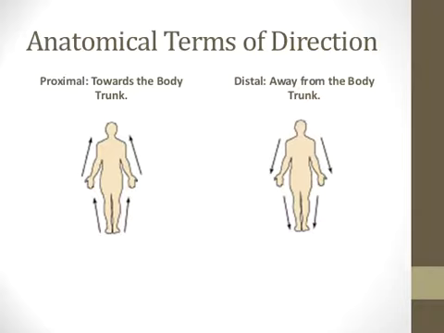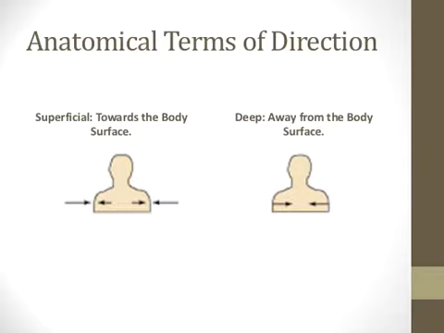Proximal means towards the body trunk, and the opposite is distal, or away from the body trunk. These are terms mostly reserved for limbs. Superficial means towards the body surface, and the opposite is deep, or away from the body surface.